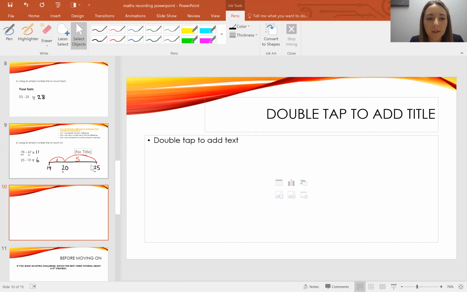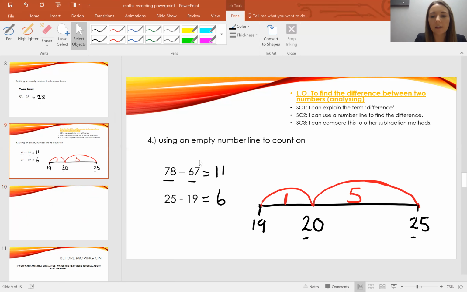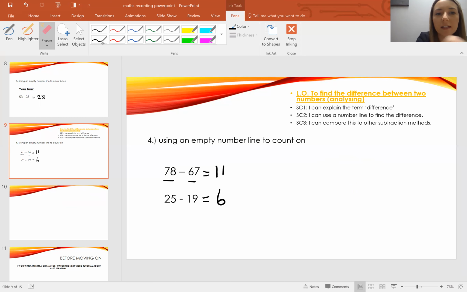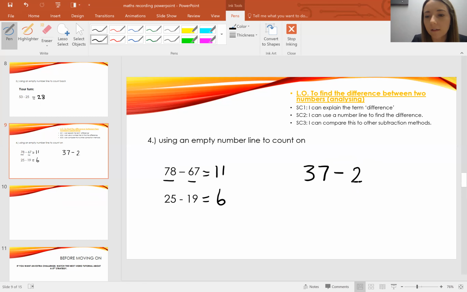Okay, now it is your turn to have a go at that strategy. I would like you to have a go at doing this question on the board here. If you pause the video in a moment, you can use your empty number line to count on to find the difference between 37 take away 29. Off you go.